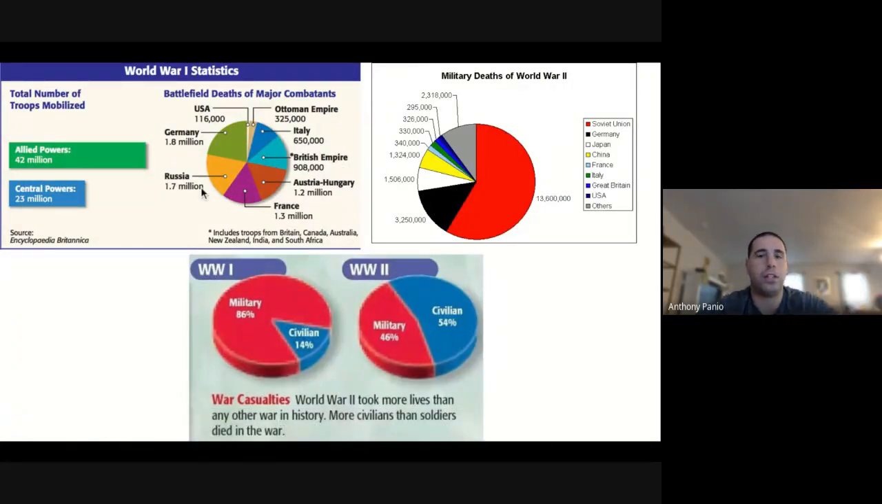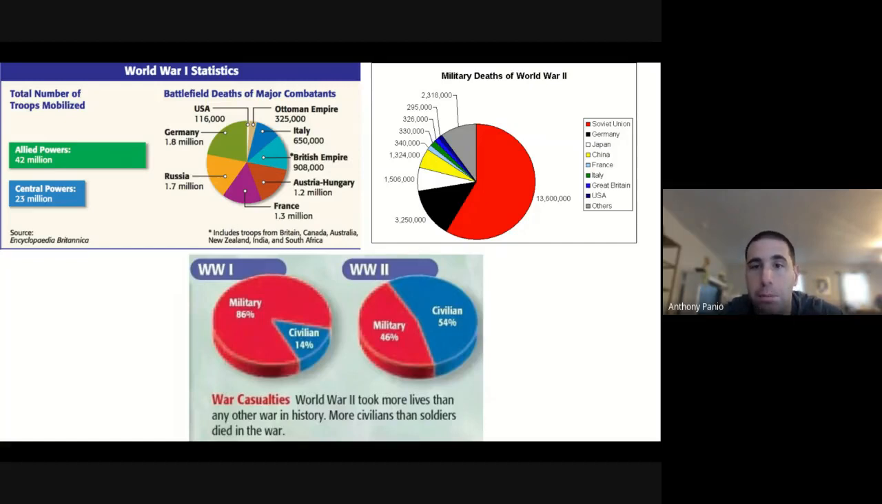All right, I want to take a look at the top left here. So, total number of troops mobilized. The Allied powers had 42 million troops that fought in World War I, compared to the Central Powers that only had 23 million. So yes, I would definitely say the Allied powers having more troops definitely helped.